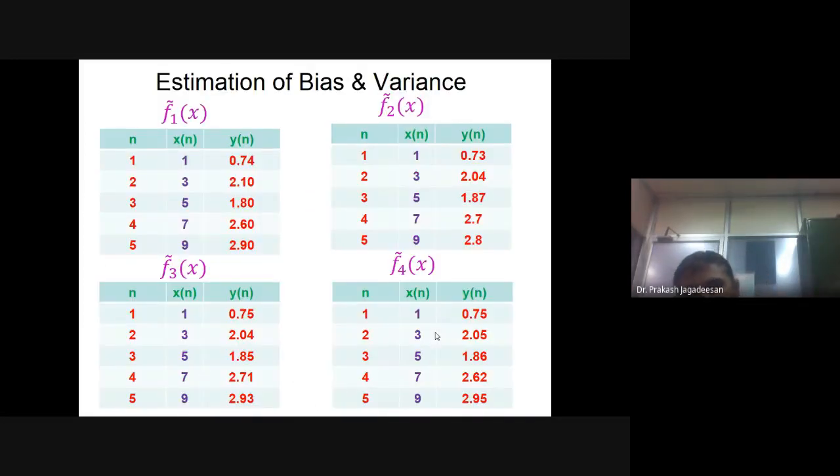And of course, if you have different data sets, one can also experimentally estimate bias and variance. So this is the first data set, with different values of x and y. Similarly, this is the second data set. So using the first data set, I'll estimate the function f1. Using the second data set, I'll estimate f2. Third data set, I'll estimate f3, and fourth data set, I'll estimate f4.